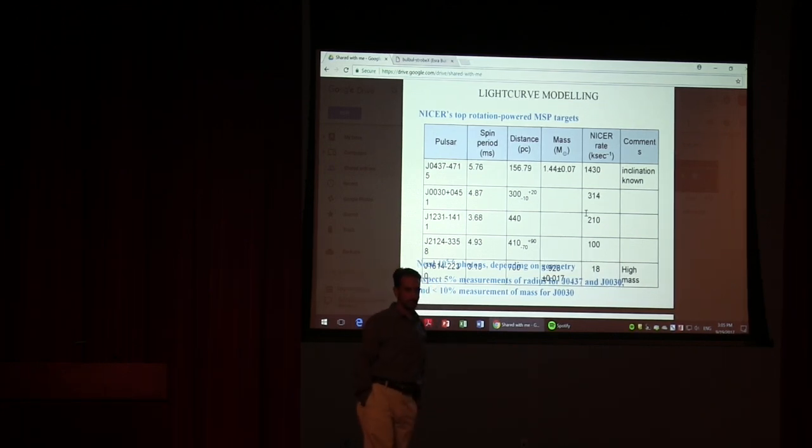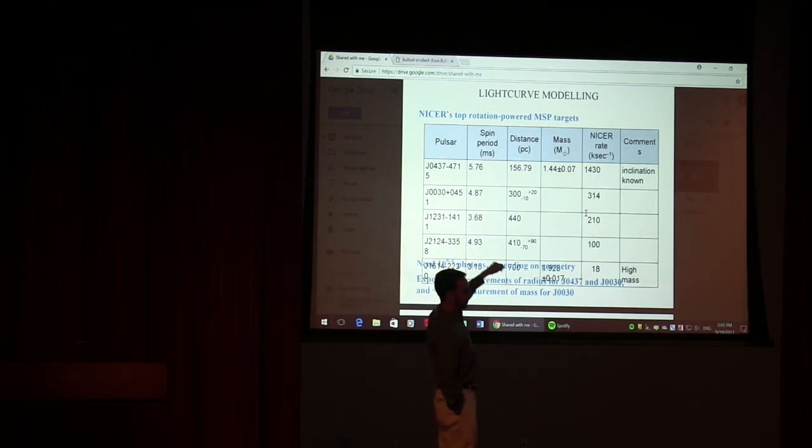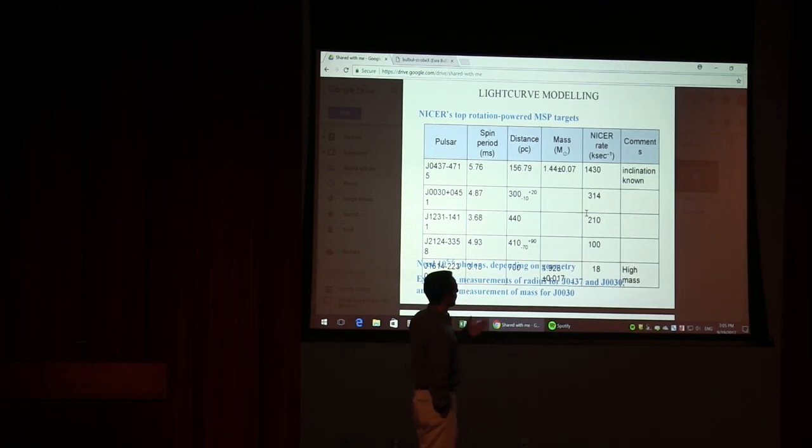0437 is the brightest known rotation powered millisecond pulsar. It's very nearby. It's only about 150 parsecs away. Its distance is known to exquisite precision. That turns out not to be relevant for this analysis, but nevertheless, it's good to know. It's a factor of 4 brighter than the next brightest known rotation powered millisecond pulsar, and every other is dimmer than that.